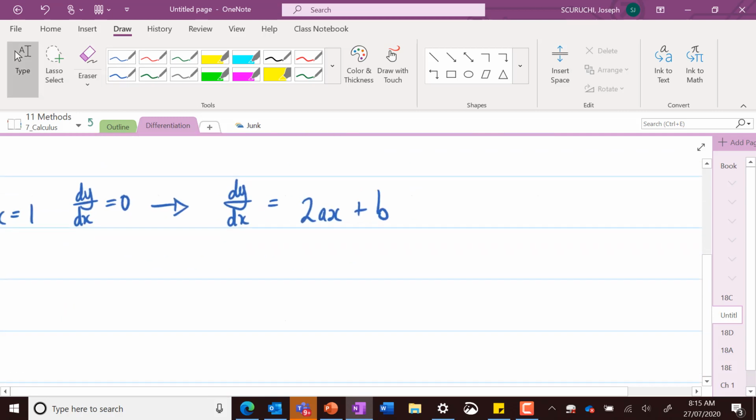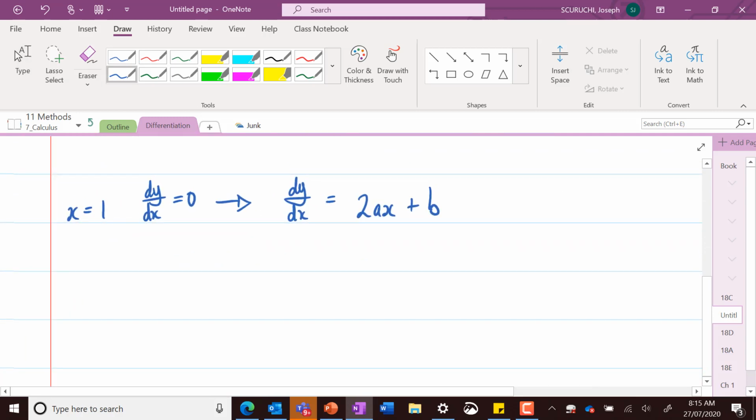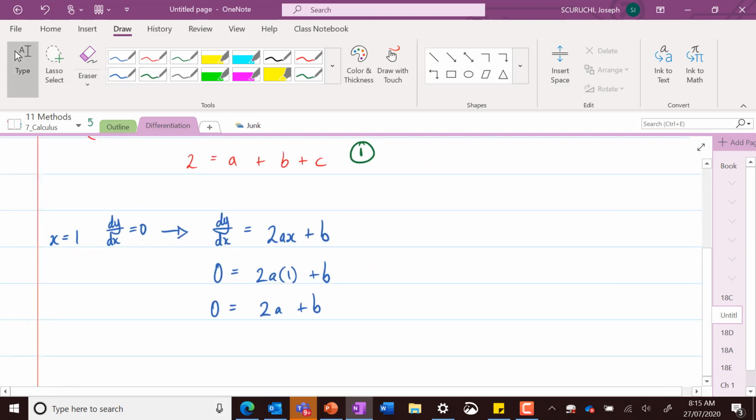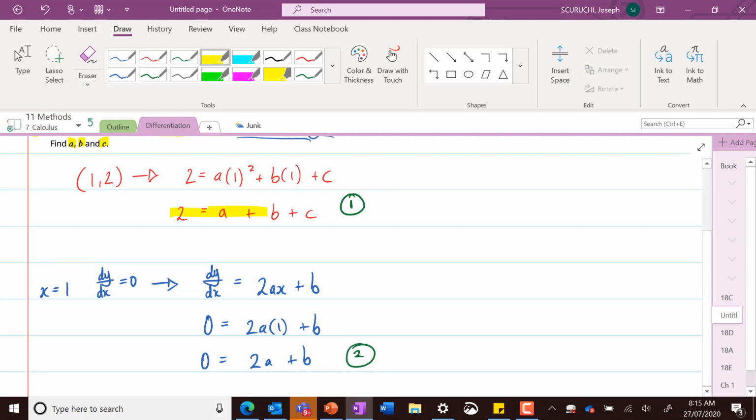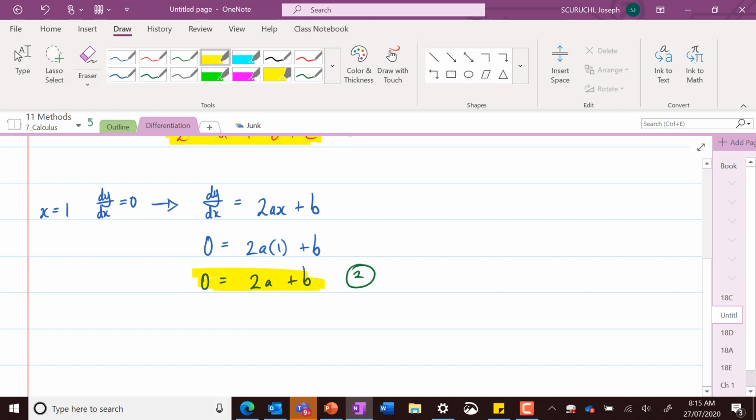So then what I'm going to say is, all right, this is going to be equal to 0 when x is 1. So I'm going to put 1 in here, and I'm going to get 0 equals 2a plus b. And that is as far as I can go there. So that is going to be my second equation. Perfect. So I have one equation here, which is good. That's number 1. I have my second one here, which is nice.